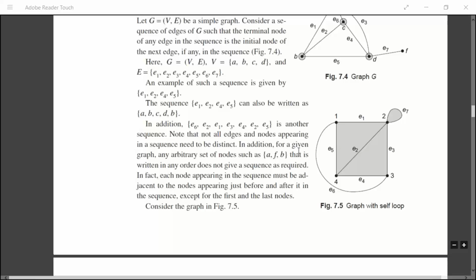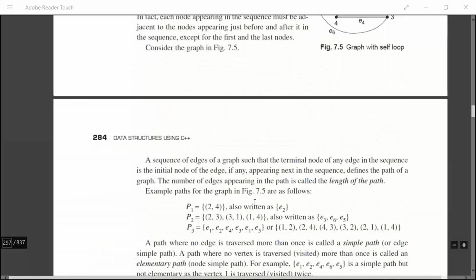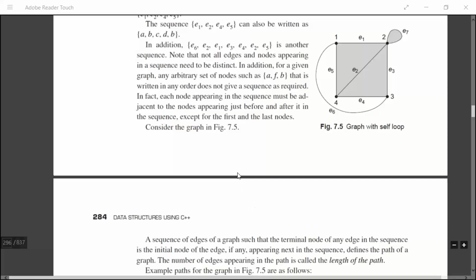See this, the condition for a node to be in a sequence, we call it a sequence. Each node appearing in the sequence must be adjacent to the nodes appearing just before and after it in the sequence, except for the first and the last nodes. So the condition here is that you can consider the traversal as a sequence when a node is adjacent to the nodes appearing just before and after it in the sequence. They should be side by side to each other, adjacent to each other, to consider a node adjacent to the other node.